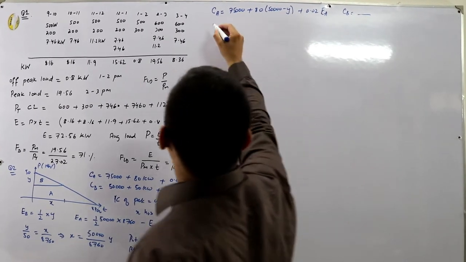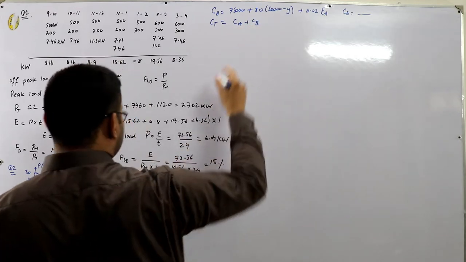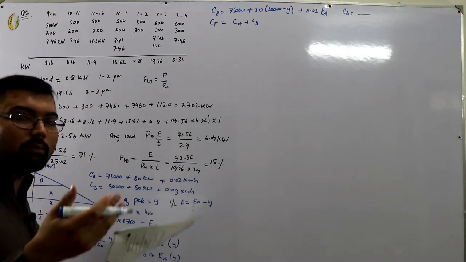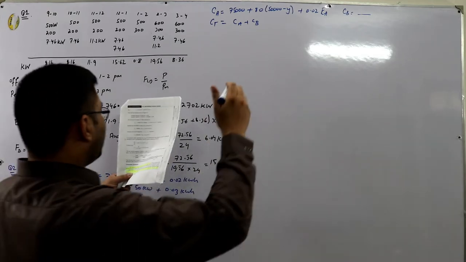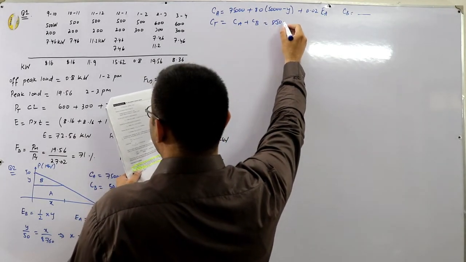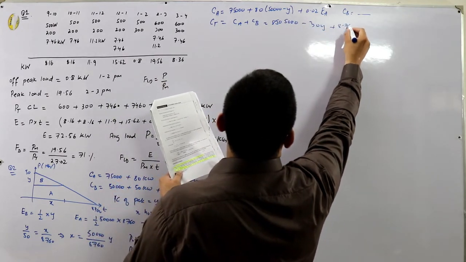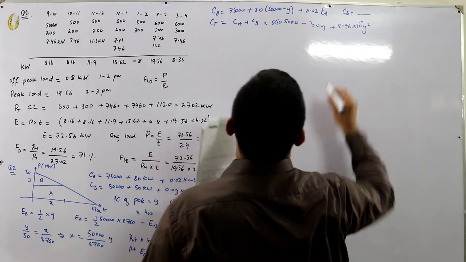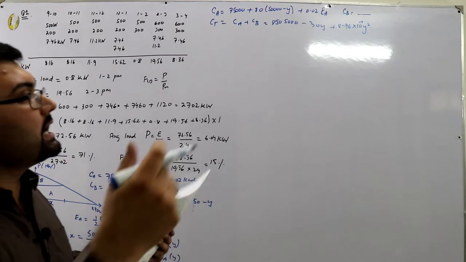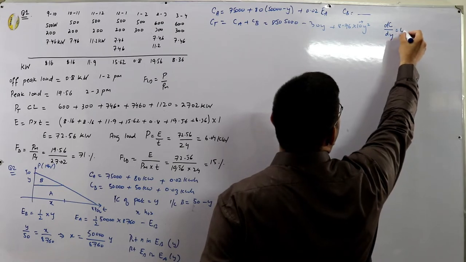Now for the total cost, you have to add the two, CA and CB. If you add them up, what does this value come out to be? This would again be a value in terms of only Y. So one variable: 850 and 5000 minus 30Y plus 8.76 into 10 to the power negative 4 Y squared. Have a look, you've only got one variable, Y. Now you take the derivative of it, because we need the minimum value. So dC/dY, and then you equate it to zero.